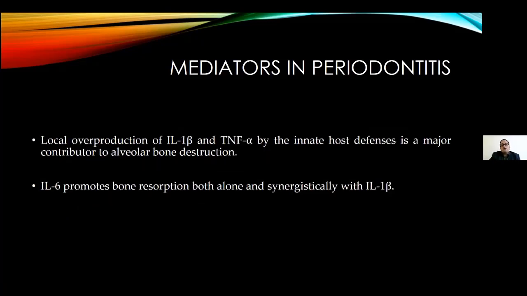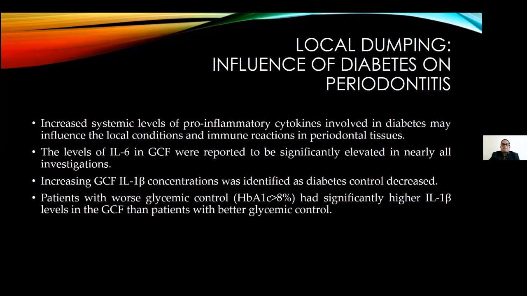A local overproduction of interleukin 1 beta and TNF alpha by the innate host defenses is a major contributor to alveolar bone destruction. Interleukin 6 promotes bone resorption both alone and synergistically with interleukin 1 beta. These are some of the important points I'm putting across so that there is a better understanding of the molecular basis of the pathogenesis in these two conditions. Getting back to local dumping, with respect to the influence of diabetes on periodontitis, the increased systemic levels of pro-inflammatory cytokines will influence the local conditions. That's the reason I am referring to it as local dumping.